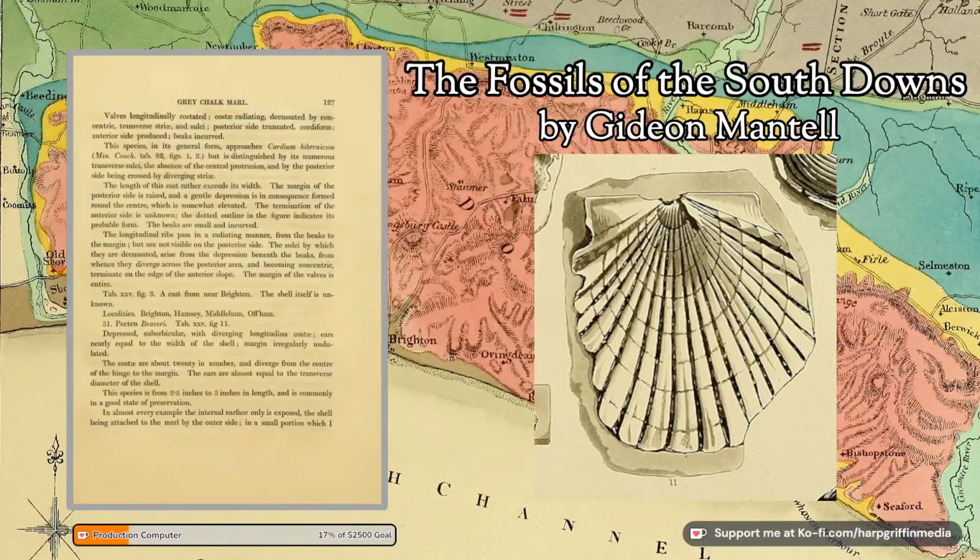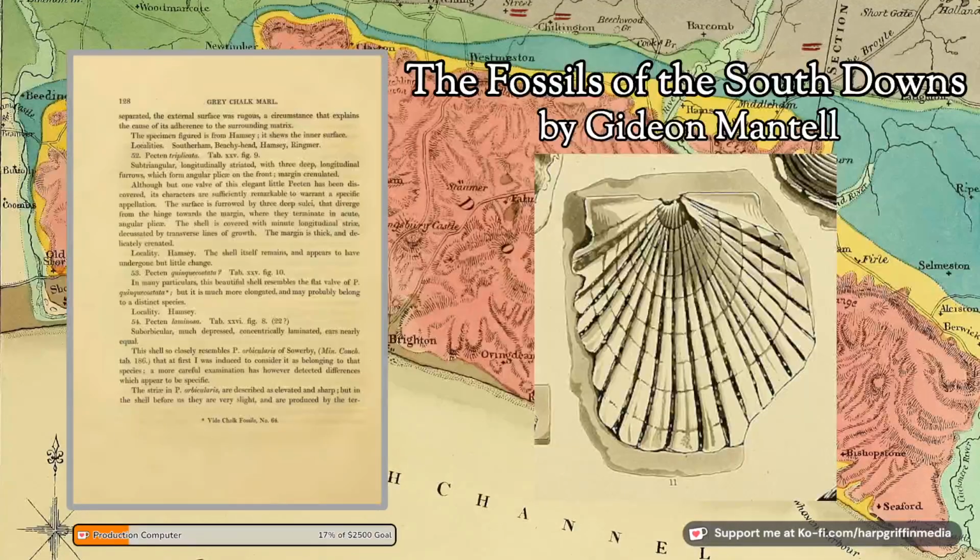In almost every example, the internal surface only is exposed, the shell being attached to the marl by the outer side. In a small portion, which I separated, the external surface was rugous, a circumstance that explains the cause of its adherence to the surrounding matrix. The specimen figured is from Hamsey. It shows the inner surface. Localities: Sutherham, Beachy Head, Hamsey, Ringmer.